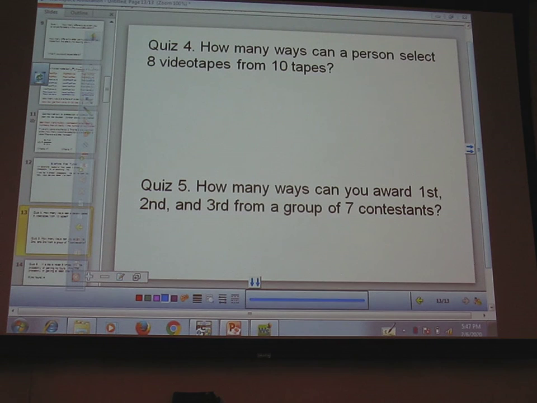So the first one, does order matter? There are 10 videotapes, and you're picking 8 of them. Think about whether it matters which 8 you take home. Does order matter or not? You're just choosing 8 videotapes and taking them home. You're just throwing them into your backpack and leaving with them.